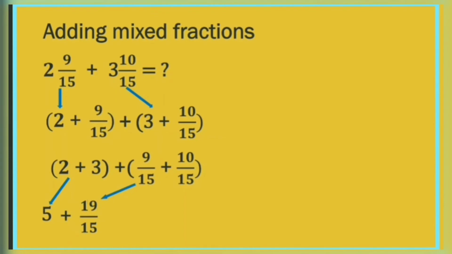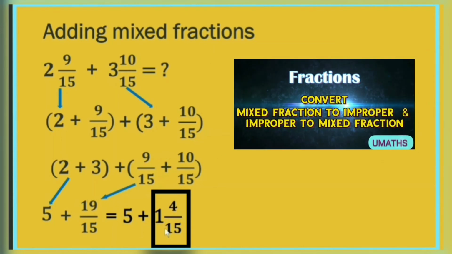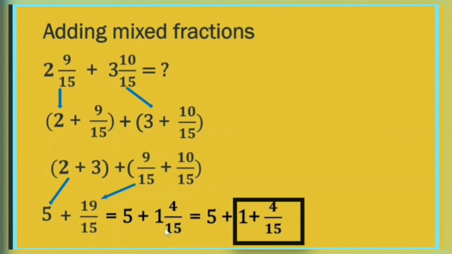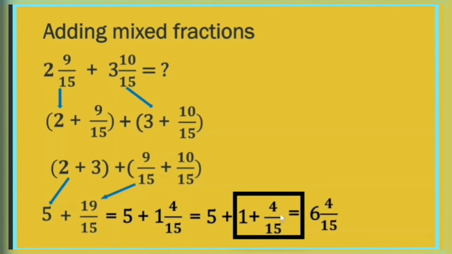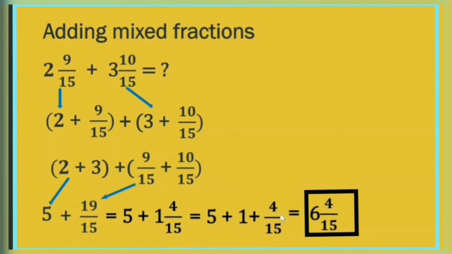Observe here, it is an improper fraction, which means its value is greater than 1. It can be converted into a mixed number, right? This concept we have learnt in the last video, right? Now we have got the mixed fraction 1 4 upon 15. Now again add the whole numbers separately, that is 5 plus 1, and 4 upon 15 fraction separately. You get 5 plus 1 is 6 and the fraction is 4 upon 15. So the final answer here is 6 4 upon 15.